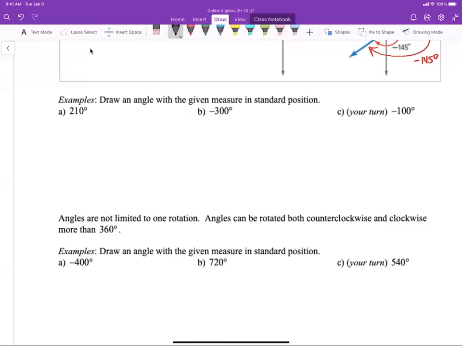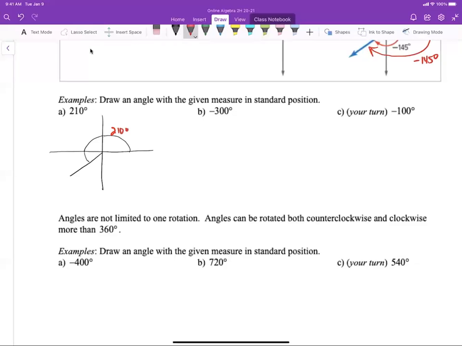We have been asked to draw an angle with the given measure, and we are to do it using standard position. So the first angle is a positive 210 degrees. So we will rotate. I have gone 90. I have gone 180. I can't go all the way to 270, but I'm approximately here. And there is my terminal end. And this angle will have a positive 210 degrees. I don't have to put the positive sign there, but there's my 210 degrees from standard position.